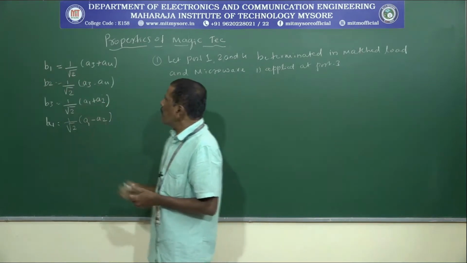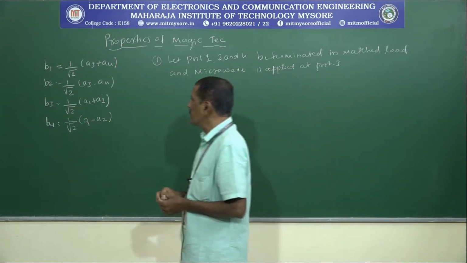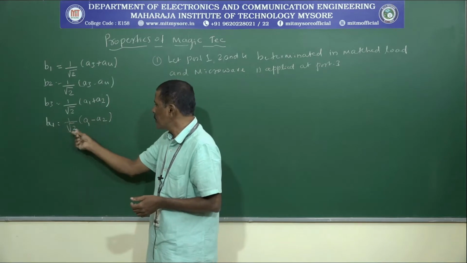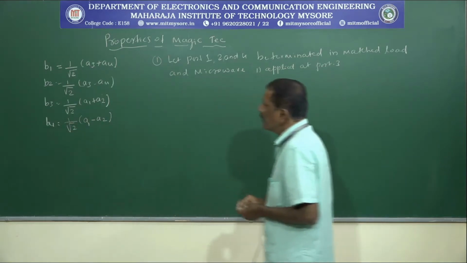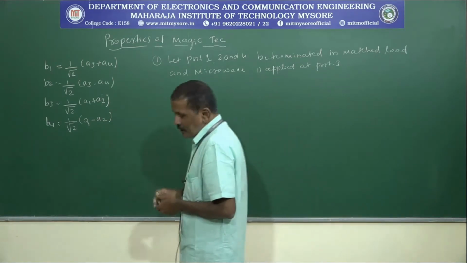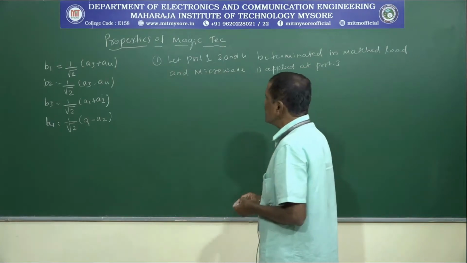B1 equal to 1 by root 2 (A3 plus A4), B2 is equal to 1 by root 2 (A3 minus A4), B3 is equal to 1 by root 2 (A1 plus A2), B4 is equal to 1 by root 2 (A1 minus A2). So these are the equations which I have already derived. Based on these particular equations, let us study some of the properties of this magic tea.